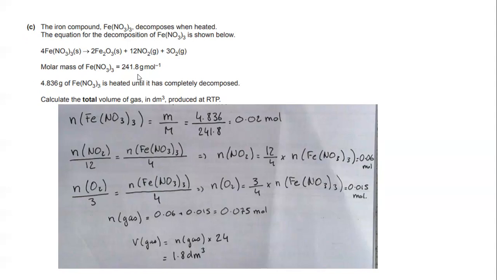You're doing the same for oxygen. The number of moles of oxygen divided by its coefficient equals the number of moles of iron nitrate divided by its coefficient, 4. And so the number of moles of O2 at the end is 0.015 mole. The total number of moles of gas is the number of moles of NO2 plus the number of moles of O2, 0.075 moles. And we know that 1 mole of gas occupies 24 dm cubed. Therefore, the volume occupied by these gases is 1.8 dm cubed.